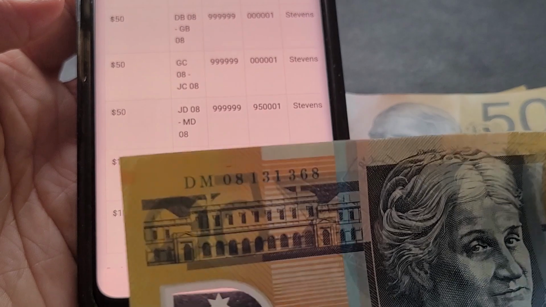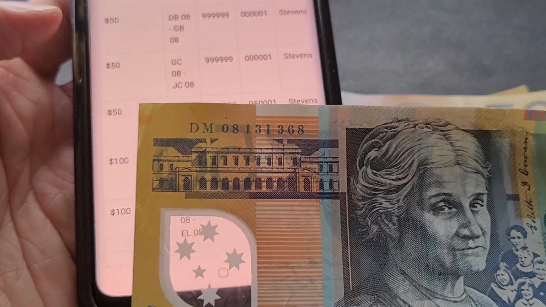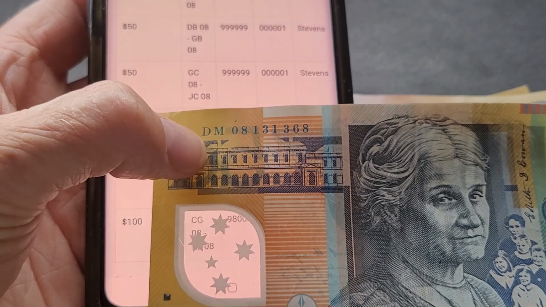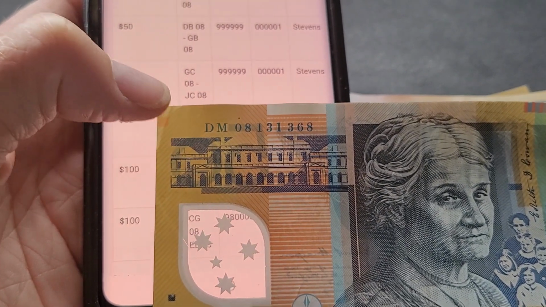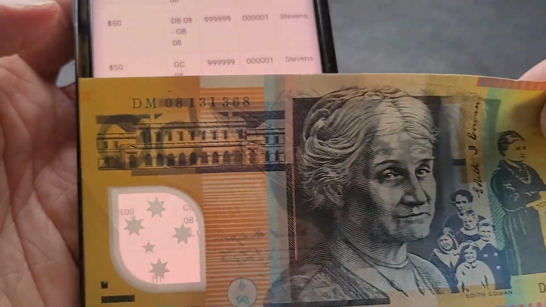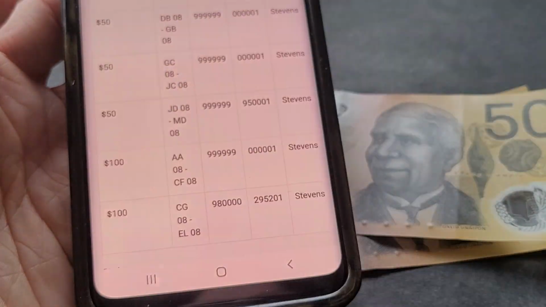So 2008 is a good banknote to get in the last MD, not DM. So that's a pity. If these actual letters were swapped around, this would actually be a keeper, and even in this condition, it will be worth quite a bit of money. With the AA, you got $1 million.